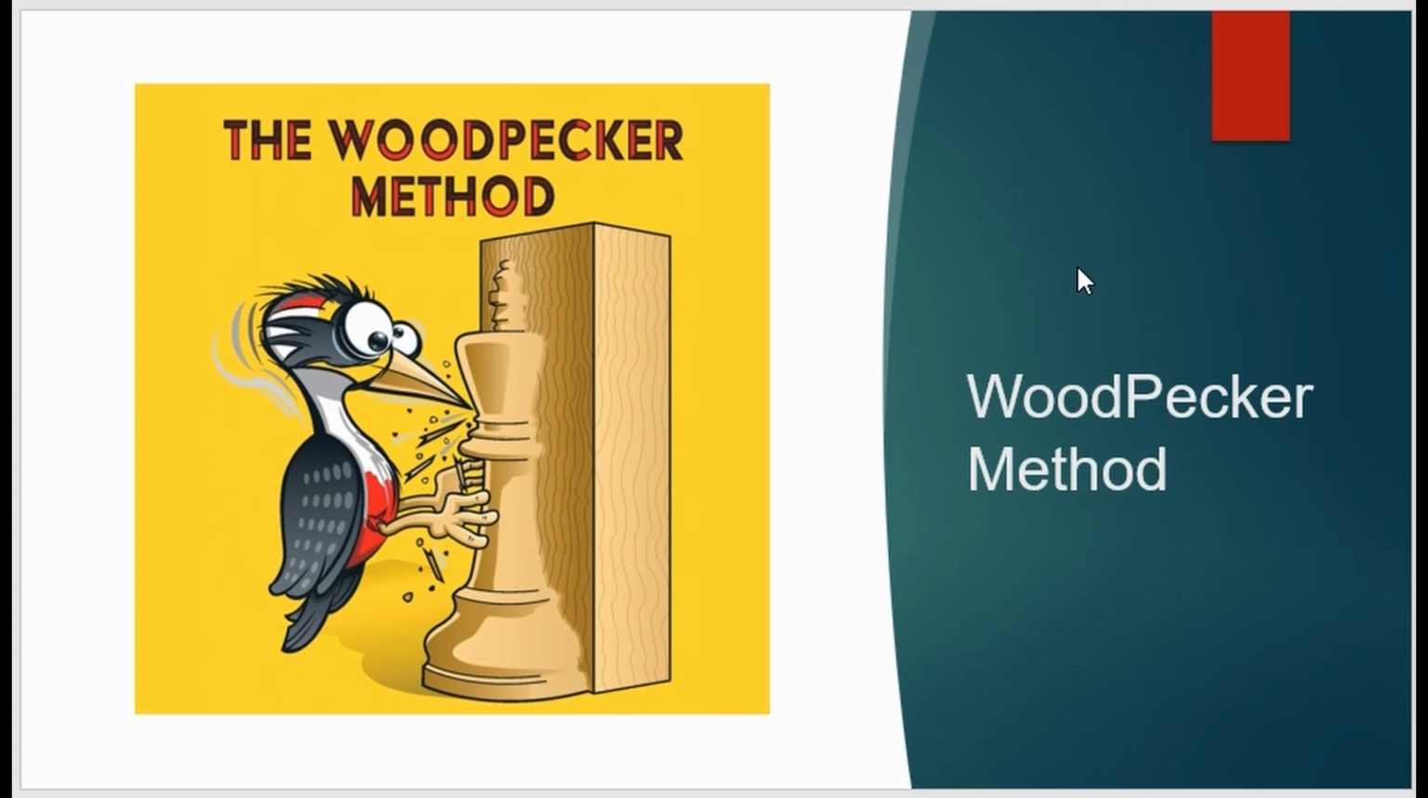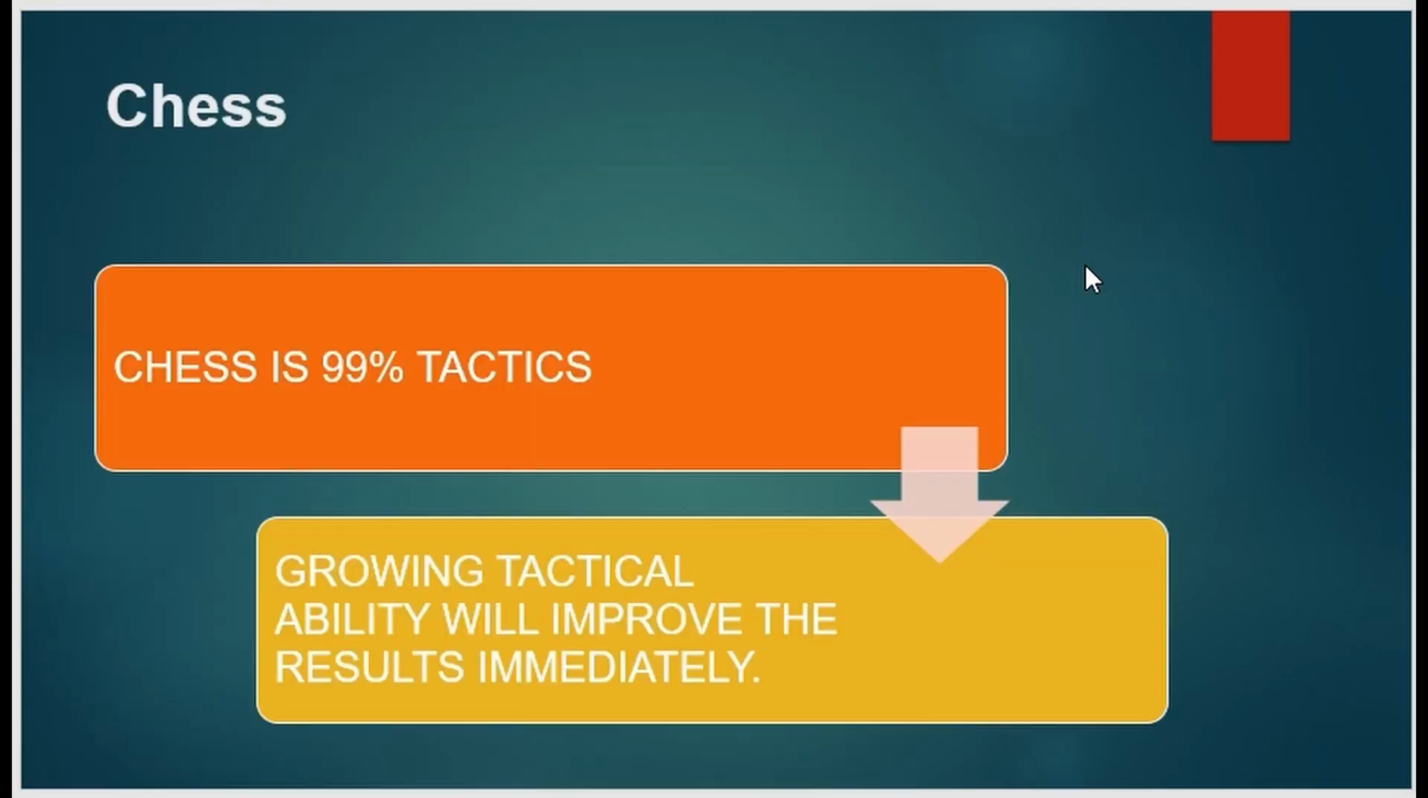Today we are going to discuss the Woodpecker method. In chess, we say chess is 99% tactics. So basically what it means is that tactics is the most important part of chess. It is applicable right from the beginner to the advanced level.